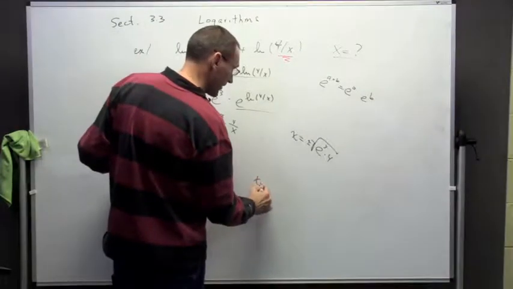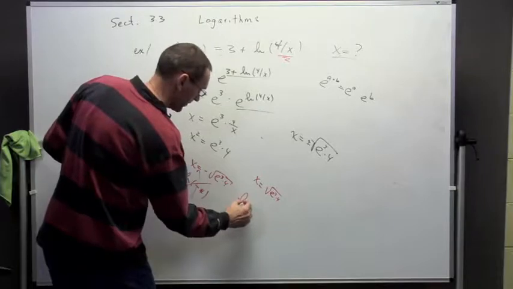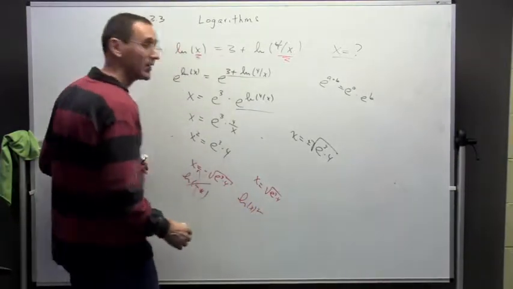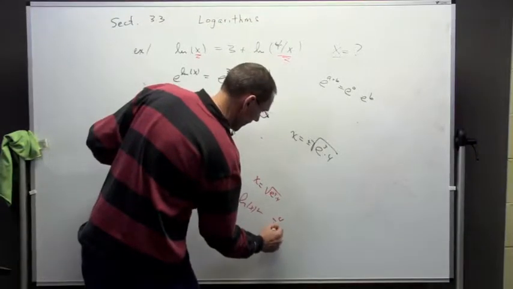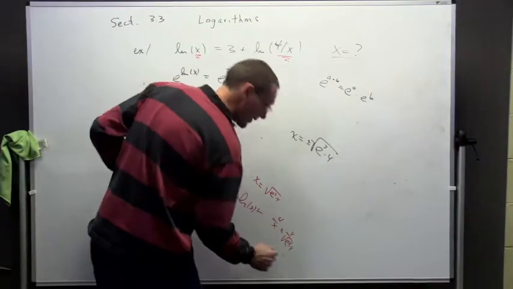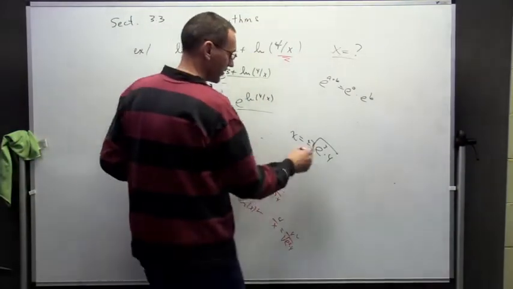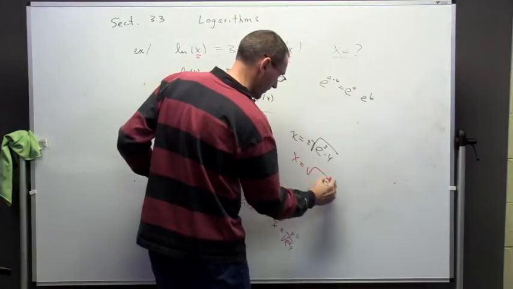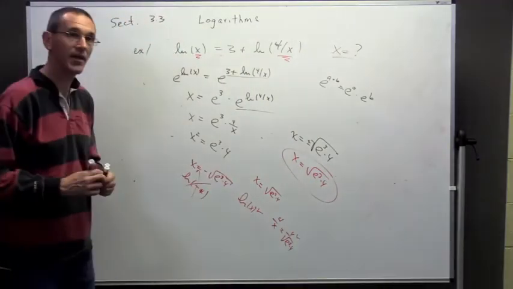And if I look at x equals the positive square root, then when I take the log of x, that's a positive number, that's okay. If I look at 4 over x, I get a positive number there, and that's okay. So here, my answer is that one number.